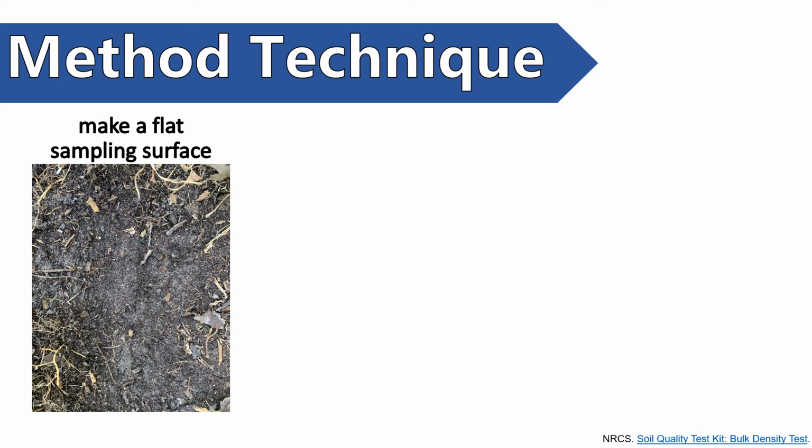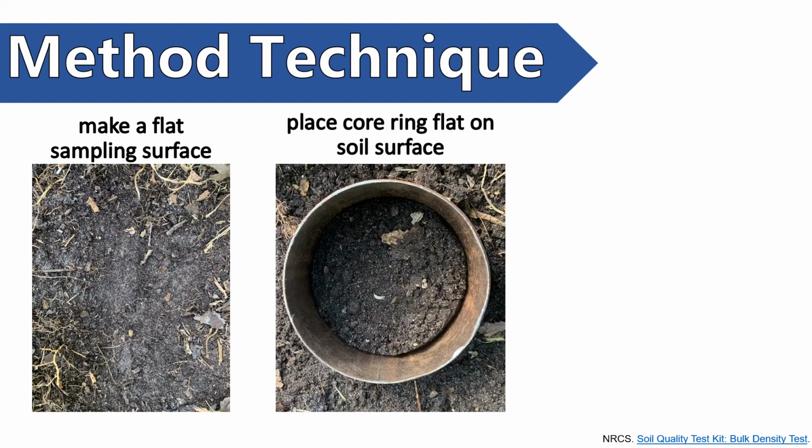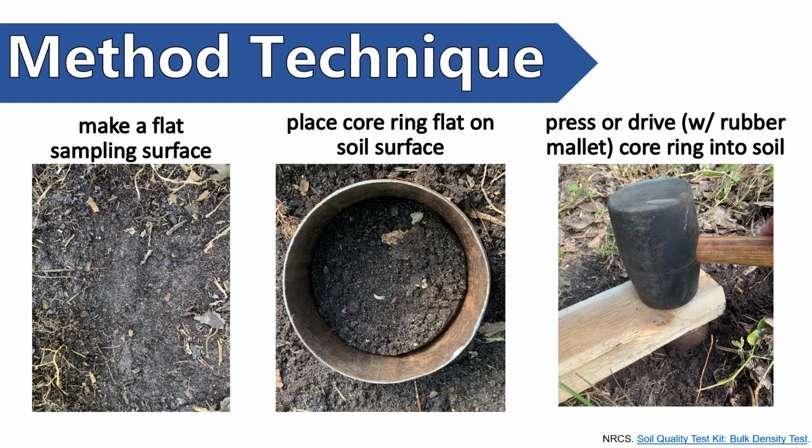Next, you want to make a flat sampling surface. If you're sampling the surface of the soil, this is just the removal of organic matter and debris from the soil surface. But bulk density samples are also taken throughout the soil horizon. So if you're taking it for a specific horizon of the soil, you will have to dig down to that horizon or that area of the soil that you are sampling and then create a flat surface with which to sample on.